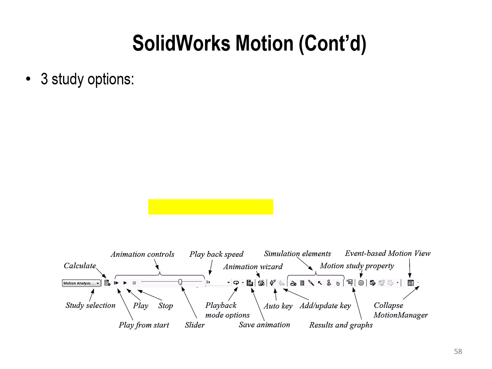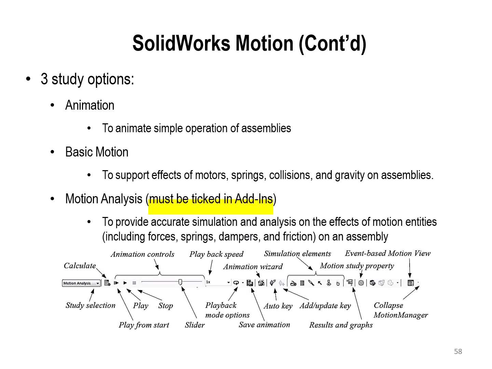We have three study options in that case: the animation, which animates the simple operation of the assembly; the basic motion, to support the effects of the motors, the springs, the collisions, and the gravity of the assemblies; and the motion analysis, which must be ticked in the add-ins. This provides an accurate simulation and analysis of the effects of the motion intensities, including the forces, the springs, the dampers, and the frictions on the assembly.